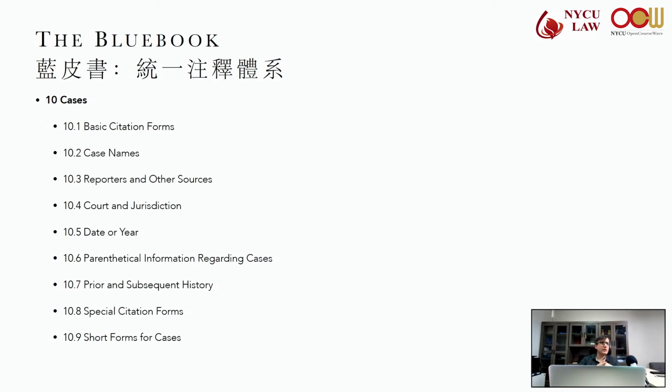So now Rule 10.4, court and jurisdiction. When you're citing cases, you have to include the court that decides the case. So in the United States, we'll name the court and its geographical jurisdiction, and of course we'll abbreviate it, in a parenthetical phrase following the citation, and then you include the year of the decision.